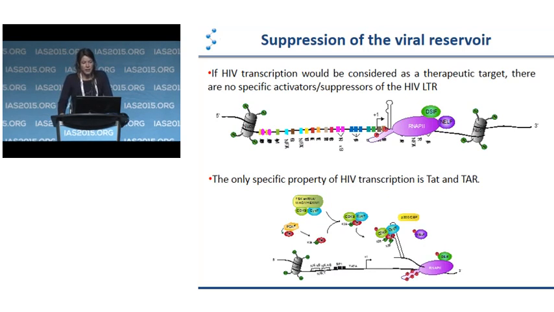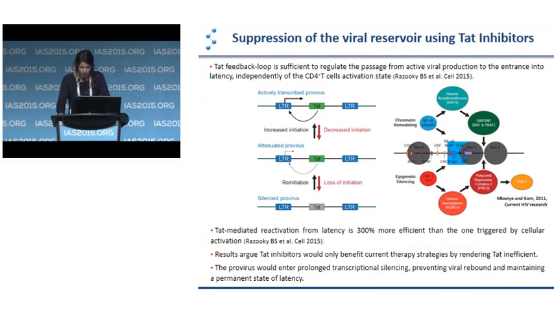So TAT really is an important factor to regulate the passage from active viral production to the entrance into latency. The more TAT there is, the more transcriptionally active the virus will be, and as there is a loss of TAT, there will also be a silencing of the provirus. TAT is really key to pass from the activation to this silenced phenotype. During this epigenetic silencing, there will also be accumulation of other epigenetic marks at the HIV promoter that will be recruited by histone deacetylases as well as transcription factors that will allow for a chromatinized promoter and prevent transcription from the HIV promoter. TAT has also been shown to be 300 times more efficient than any other cellular activator in terms of reactivation of the provirus.